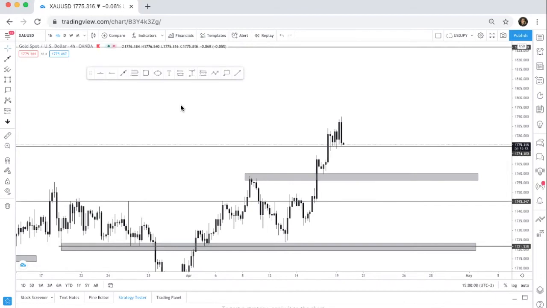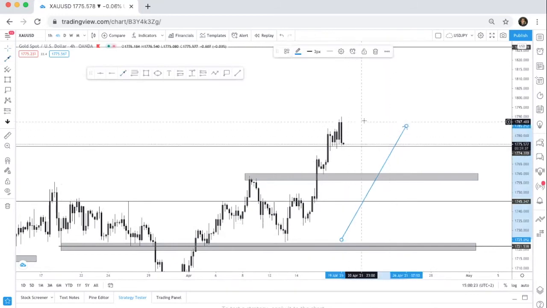As you can see, jumping right in, I've got gold open in front of me right now. All my analysis will be done on the 4-hour chart. And as you can see right now, gold is in a nice bullish uptrend on the 4-hour time frame.